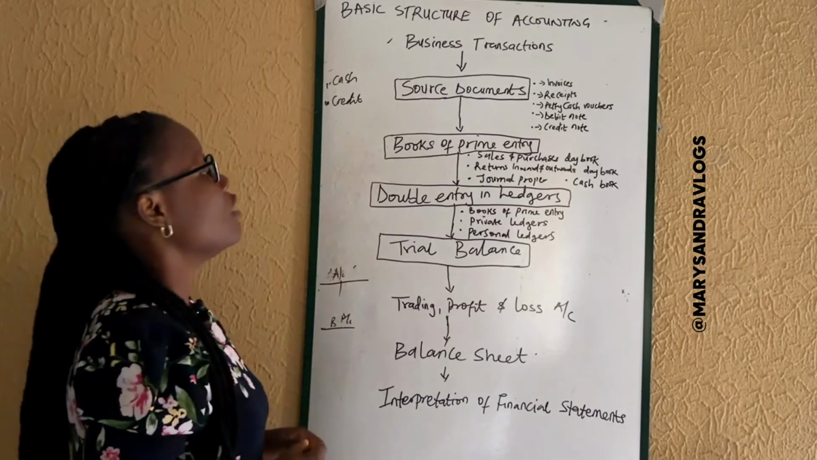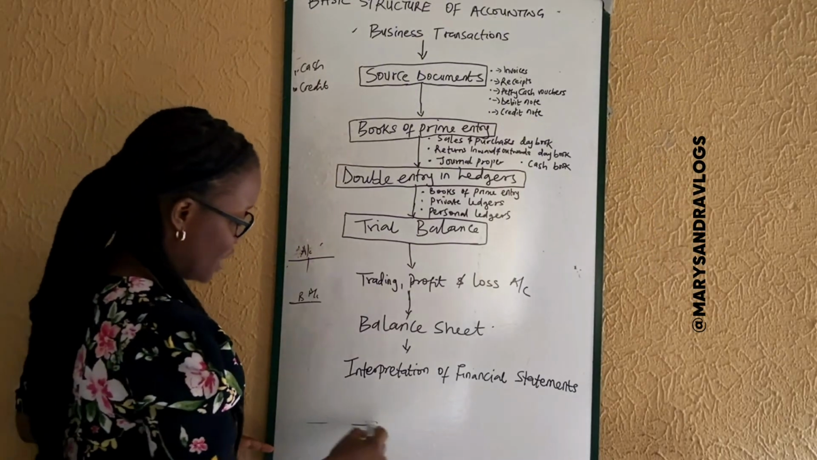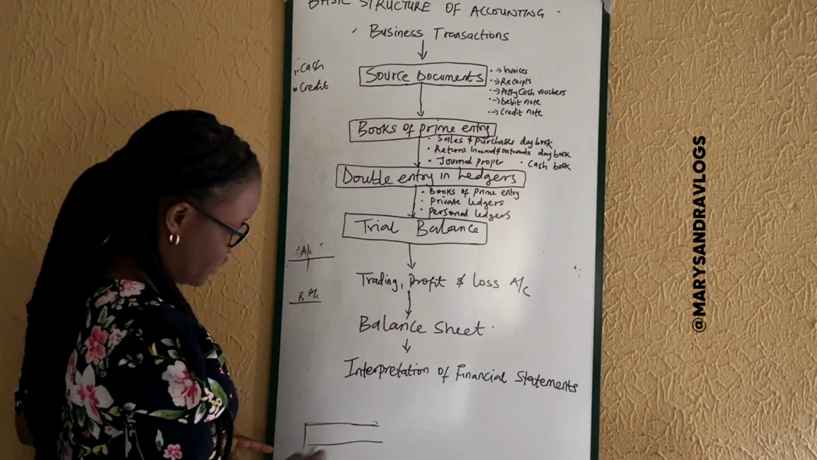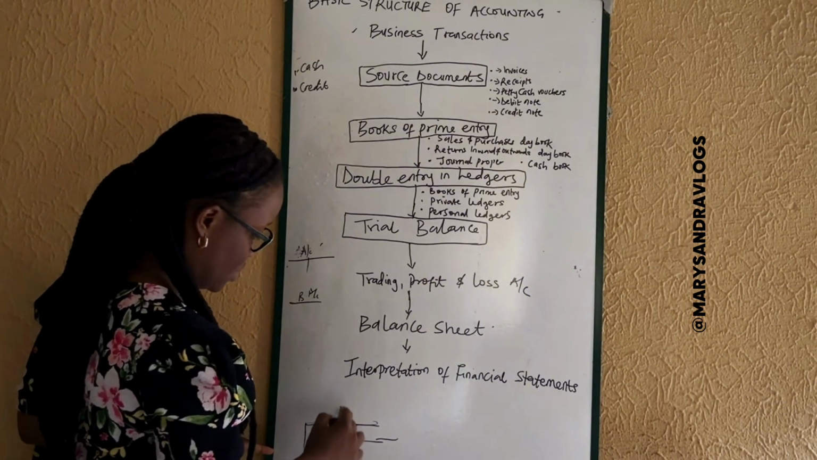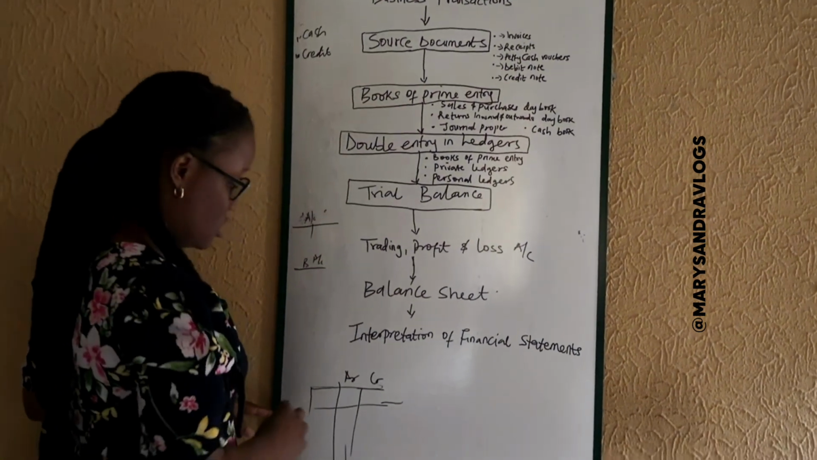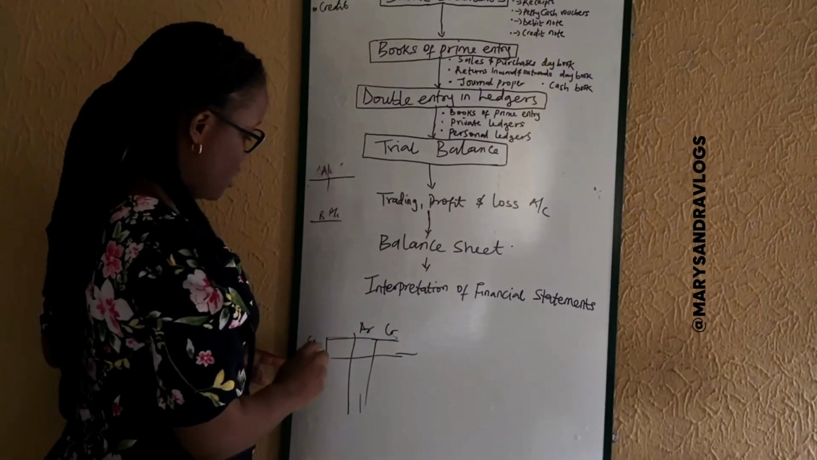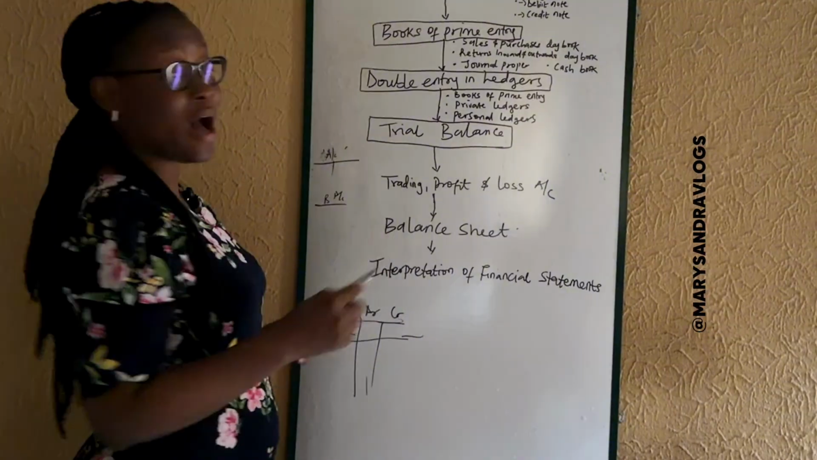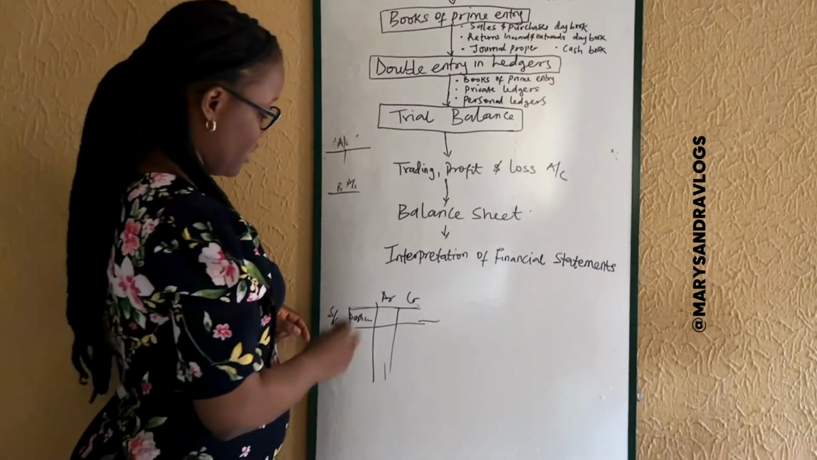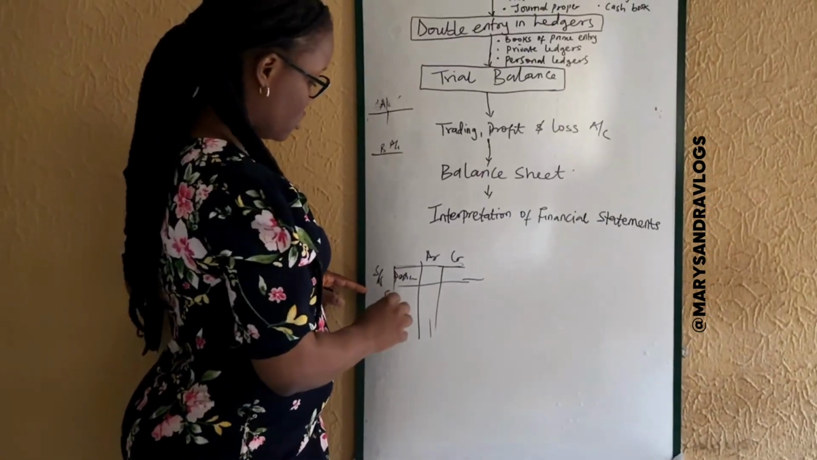A trial balance, just as a rough sketch, is written this way: debit, credit, then maybe SN, particulars. So for all ledgers that you have opened, you come here, for example, the cash account.